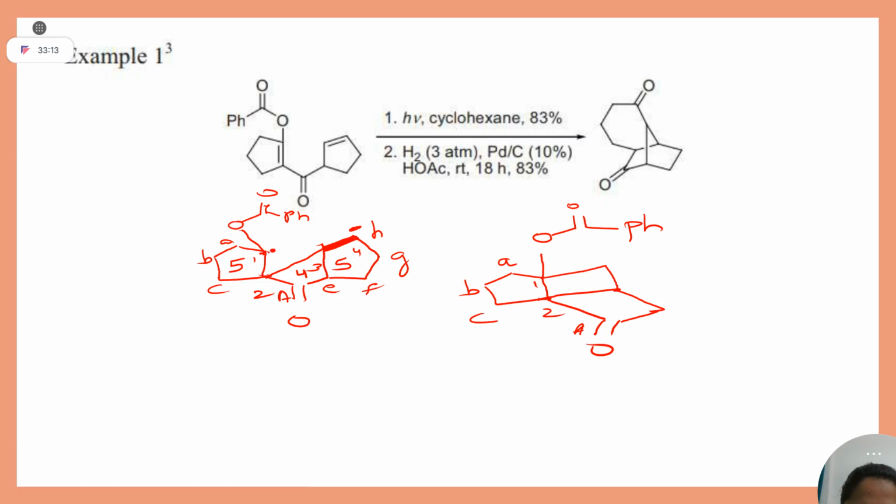So let's see. This one carbon is 2, connected to 2, then 3, right? One, two, and three. Till this point, everything is correct. Then this 2 is connected to A, E. A and E is connected to 3. So till this point, everything is correct. Now 3 is connected to 4. And 1 is also connected to here.